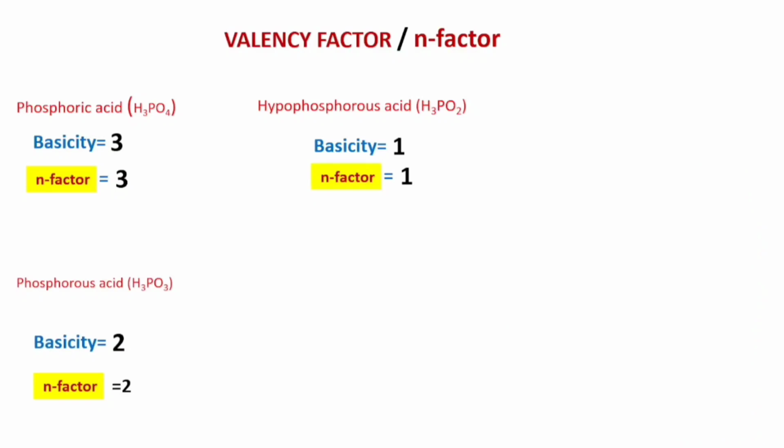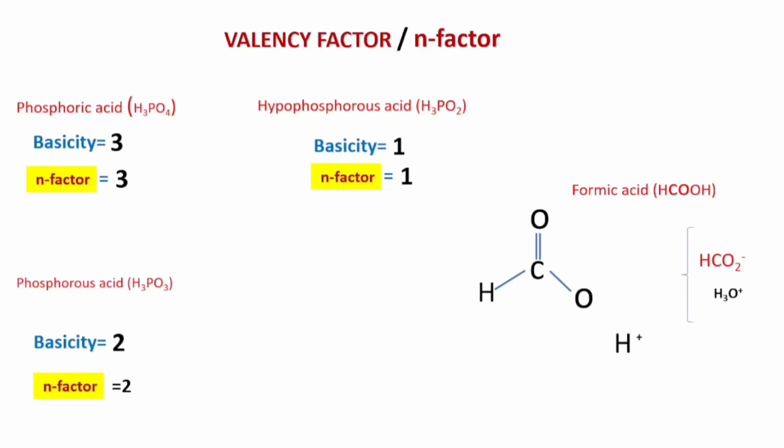Now let's see some of the organic acids. Formic acid. The molecular structure of formic acid shows the central carbon atom has a direct bond to one hydrogen atom. This hydrogen atom is not replaceable, but the hydrogen which is bonded to one oxygen atom is replaced in aqueous solution. So it is a monobasic acid, hence its N factor is 1.